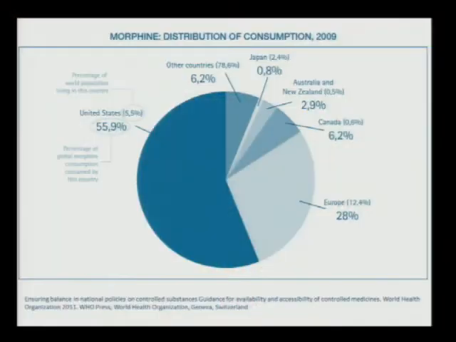This is a World Health Organization graph that shows that the United States has 5.5% of the world's population and consumes 55.9% of the world's medical morphine. So our main duty is to protect our populations against abuse and misuse.